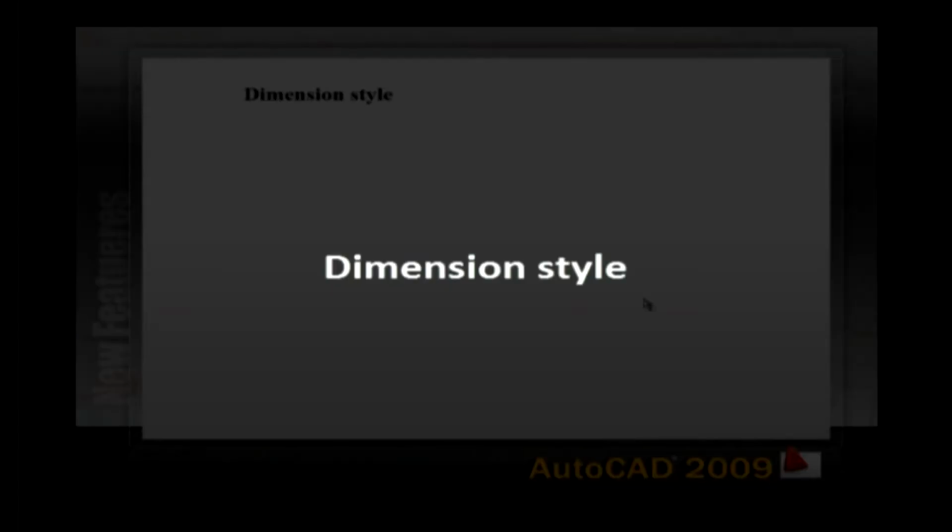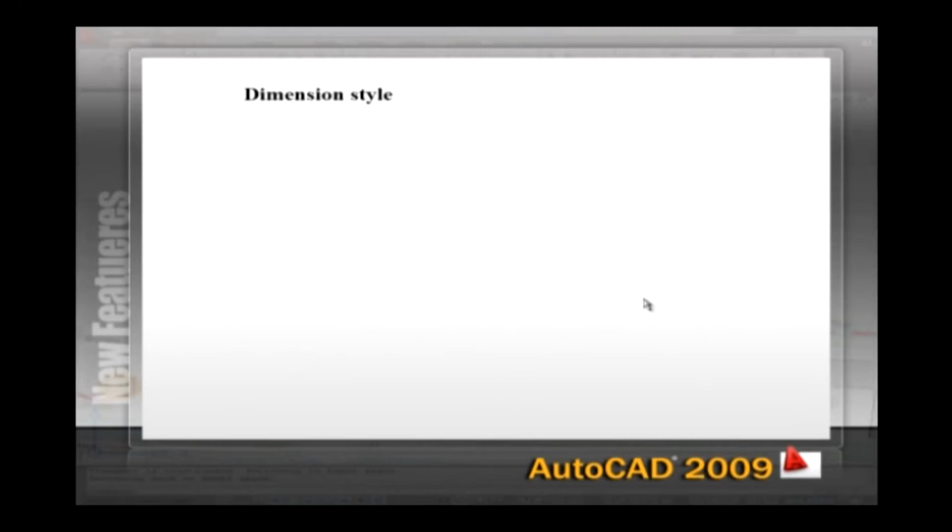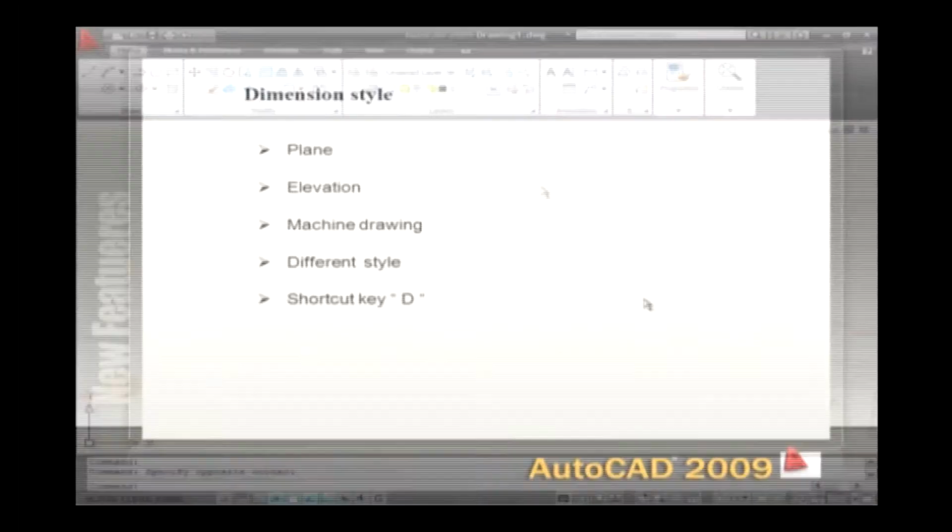Dimension style. During the creation of drawings like plan of an apartment, elevation of a multi-storey building, or lathe machine drawing, we have to show the dimensions in different forms. For this, the dimension style command is mainly used to create different styles of dimensions. The shortcut key used to type on the command line is D. Let's see how to create a dimension style.